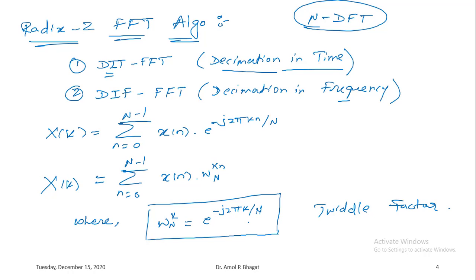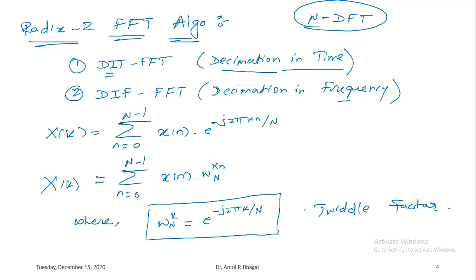Capital N depends on whether you are computing 4-point DFT, 8-point DFT, or 16-point DFT. Accordingly, this capital N value will be replaced by 4, 8 or 16 respectively, right? So when you are calling it decimation, in case of decimation in time or decimation in frequency, we are basically using the shuffling of the data and bit reversal, right?